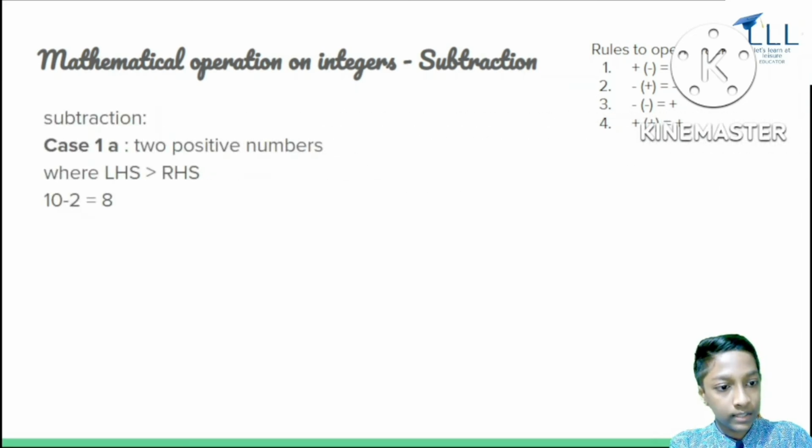In case 1a, we will get two positive numbers where LHS is greater than RHS. That is, the left hand side is greater than the right hand side.